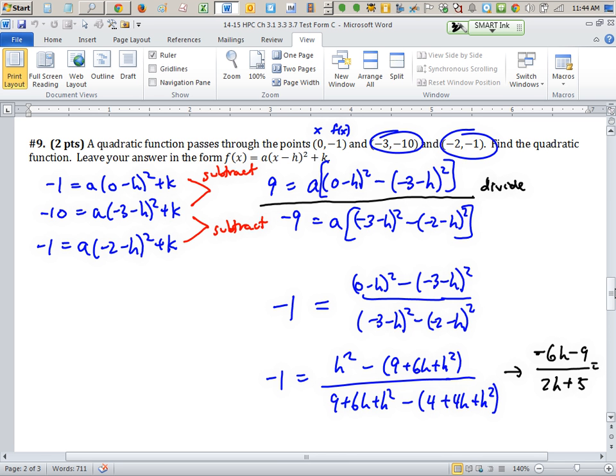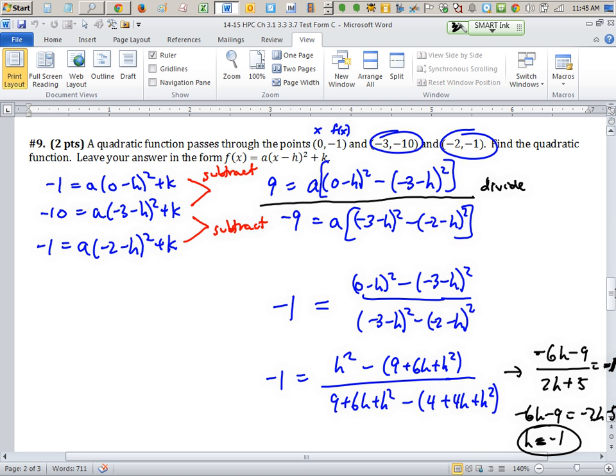And this is equal to -1, so you can just kind of cross multiply it. Okay, so you end up with -6h minus 9 equals -2h minus 5. And you can add the 9 over, add the -2h over. You just end up getting h equals -1. After you have h, you can go back and find a.